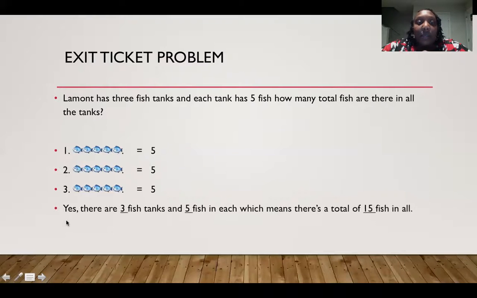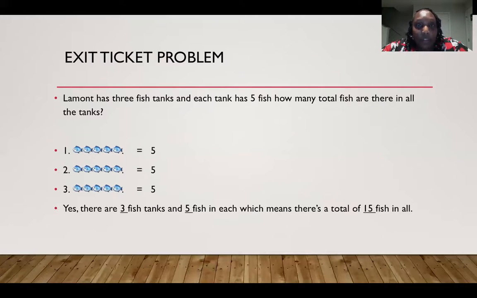Now using skip counting as we did before, in this case, we won't count by tens, you said it, we'll count by 5s. All right, so skip counting by 5s. Let's see what our total amount is. 5, 10, and 15.